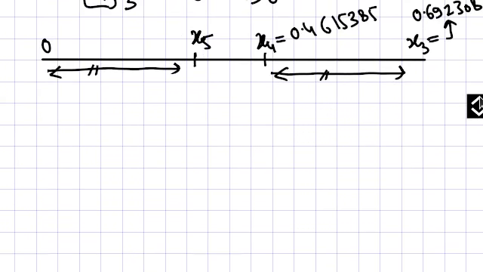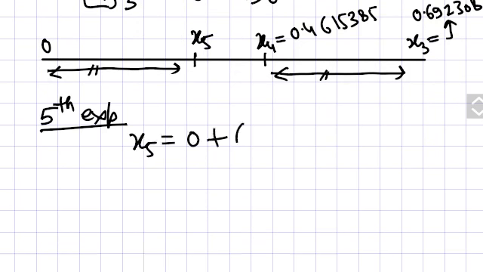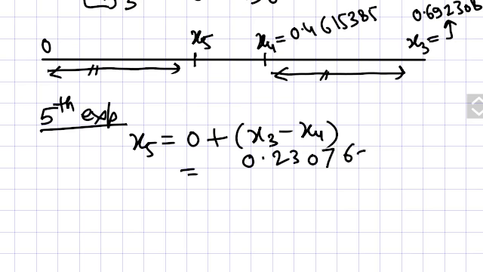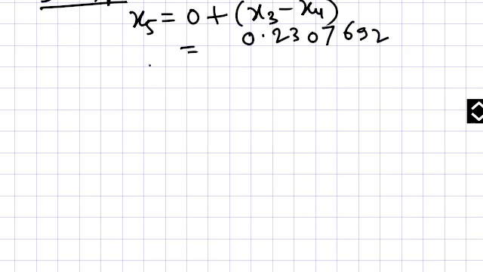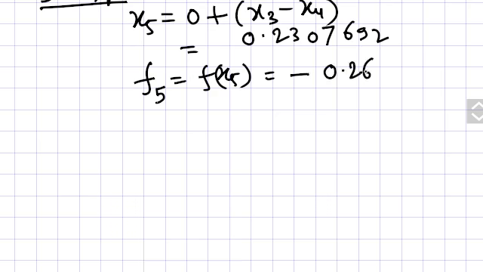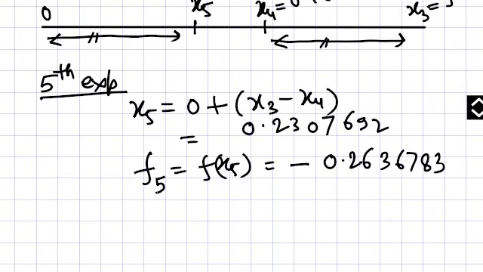So x5 is equal to 0 plus x3 minus x4, and you get the value 0.7692. And get the value of function here, I mean to say not f6 but f5, f(x5), and what you will get is minus 0.2636783. This is the value of function f5 at this point.